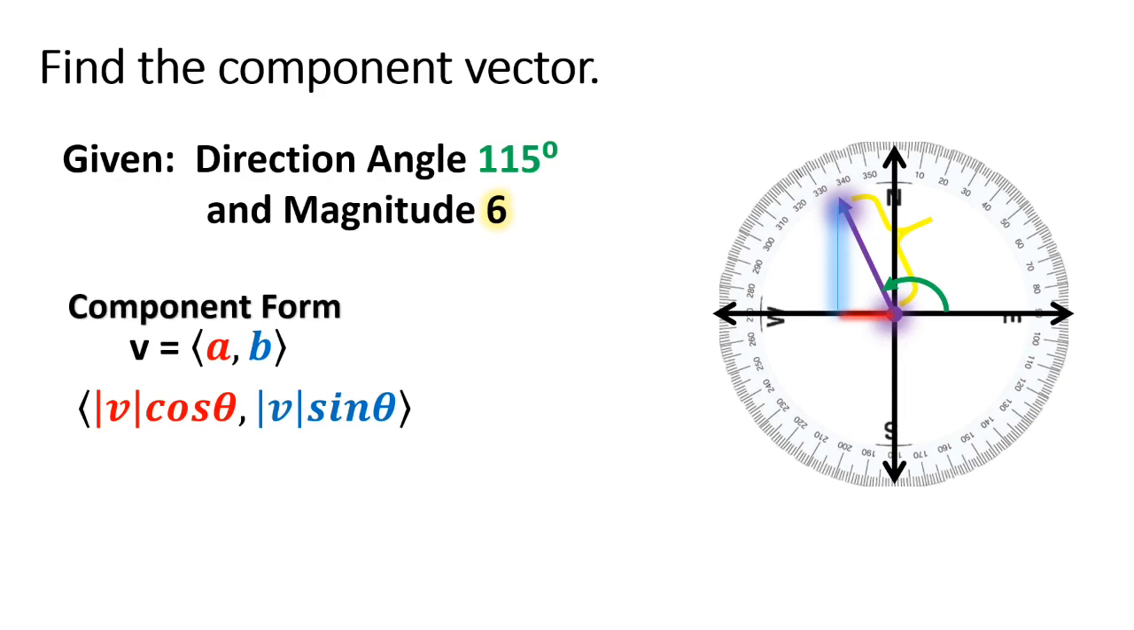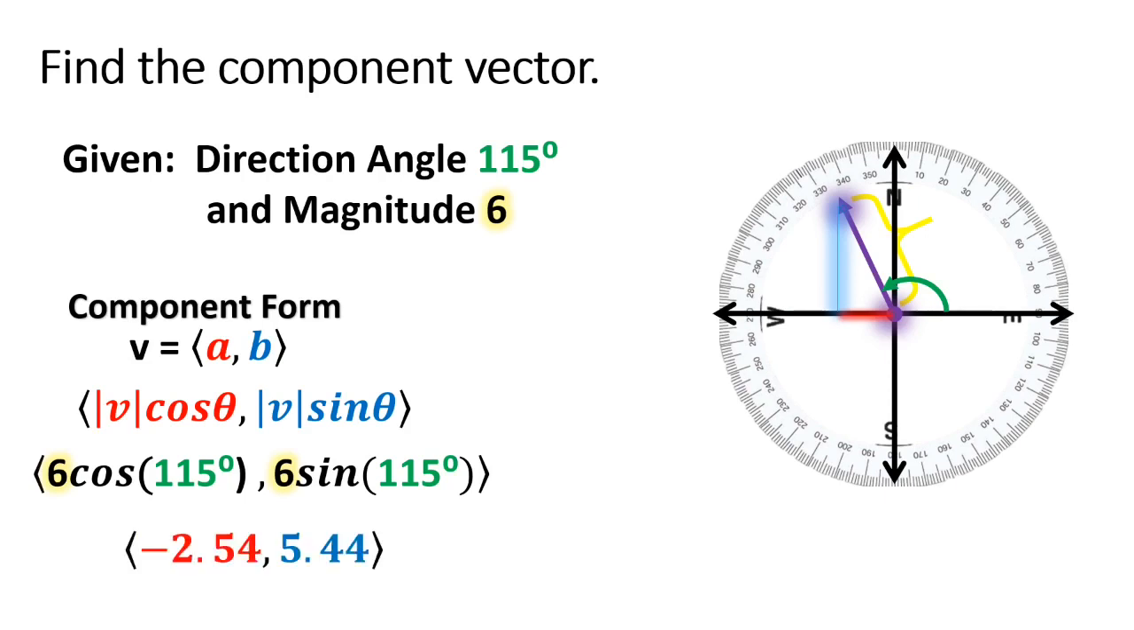We can use this formula to find the component form of the vector. We already know the magnitude and the direction angle. Substituting these values in, we get this. Next, we pick up our calculator and make sure we're in degree mode and enter each of these expressions. We find the vector in component form is negative 2.54, 5.44.